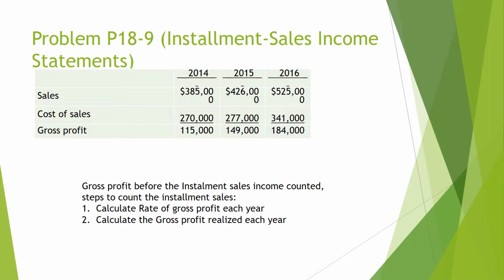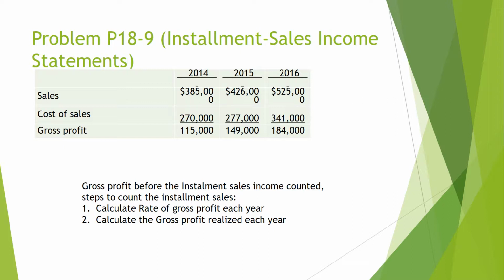First of all, from the data we can look at the sales, from which we can get the gross profit. In this gross profit, we only record the sales from 2014 until 2016 without the installment sales income. So how do we find the installment sales income? It is the gross profit before the installment sales income is counted.